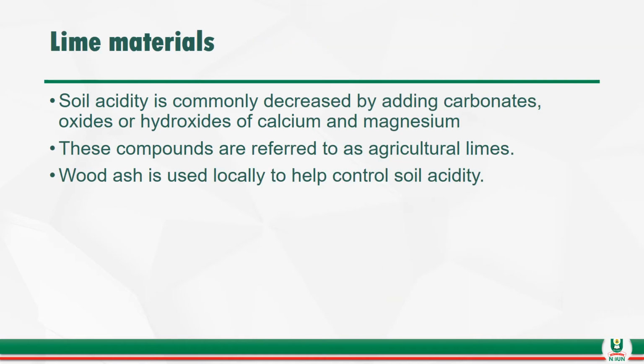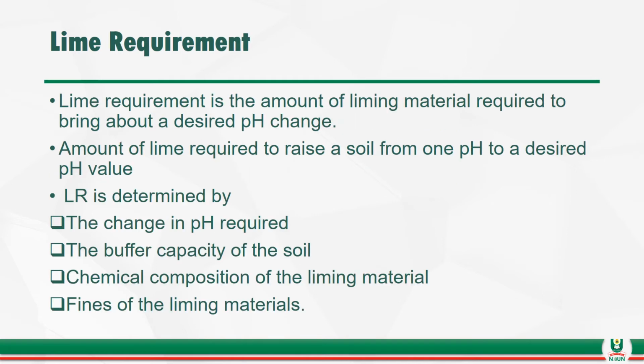Lime materials. Soil acidity is commonly decreased by adding carbonates, oxides or hydroxides of calcium and magnesium. These compounds are referred to as agricultural limes. Wood ash is used locally to help control soil acidity.